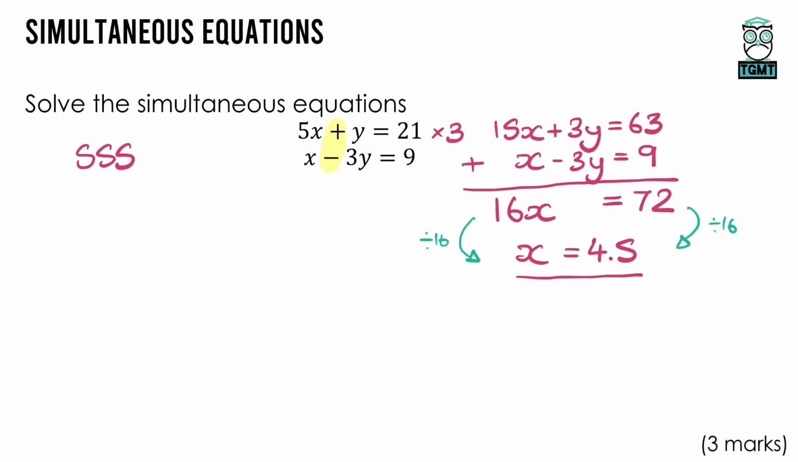With simultaneous equations, we also have to find the value of y. So I pick one of the equations that I'm going to substitute this 4.5 into. It doesn't matter which one you choose, but I typically will choose the one that has the positive symbol in, if one of them has a positive symbol. So 5x means 5 times x, which is 5 times 4.5.